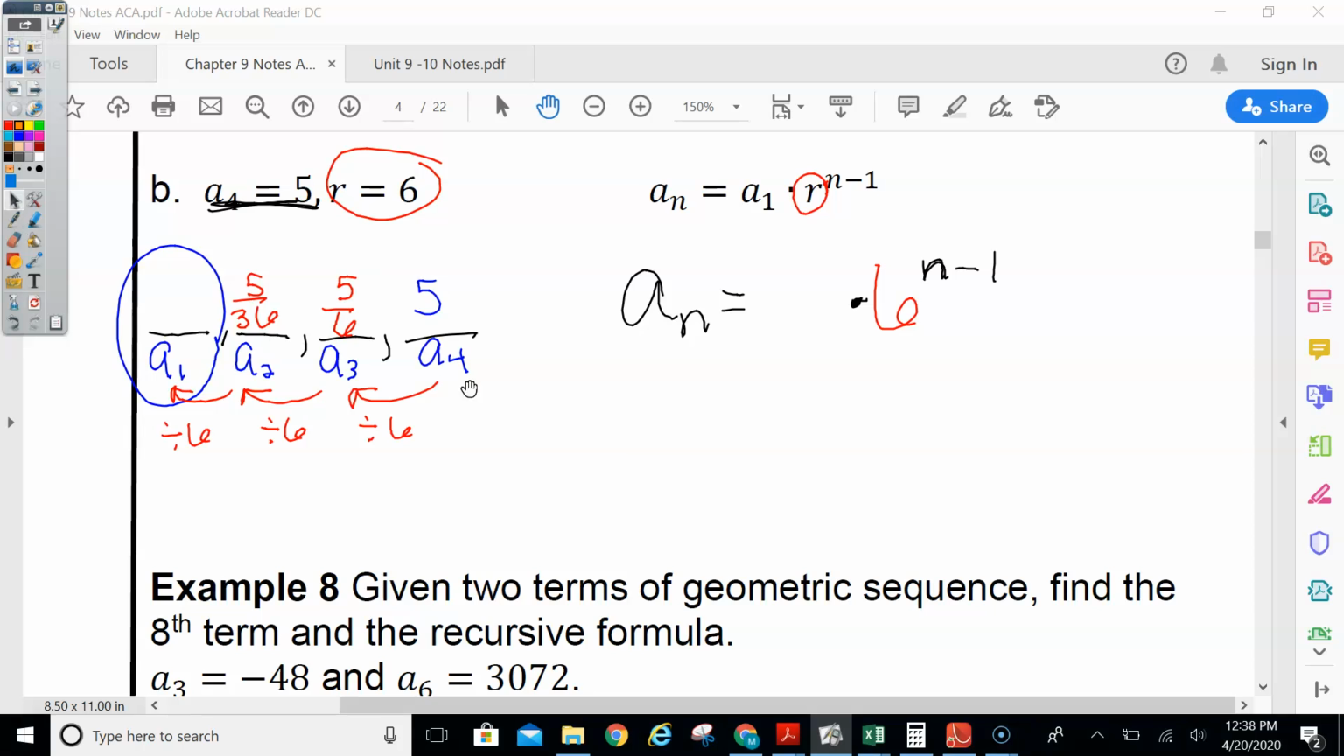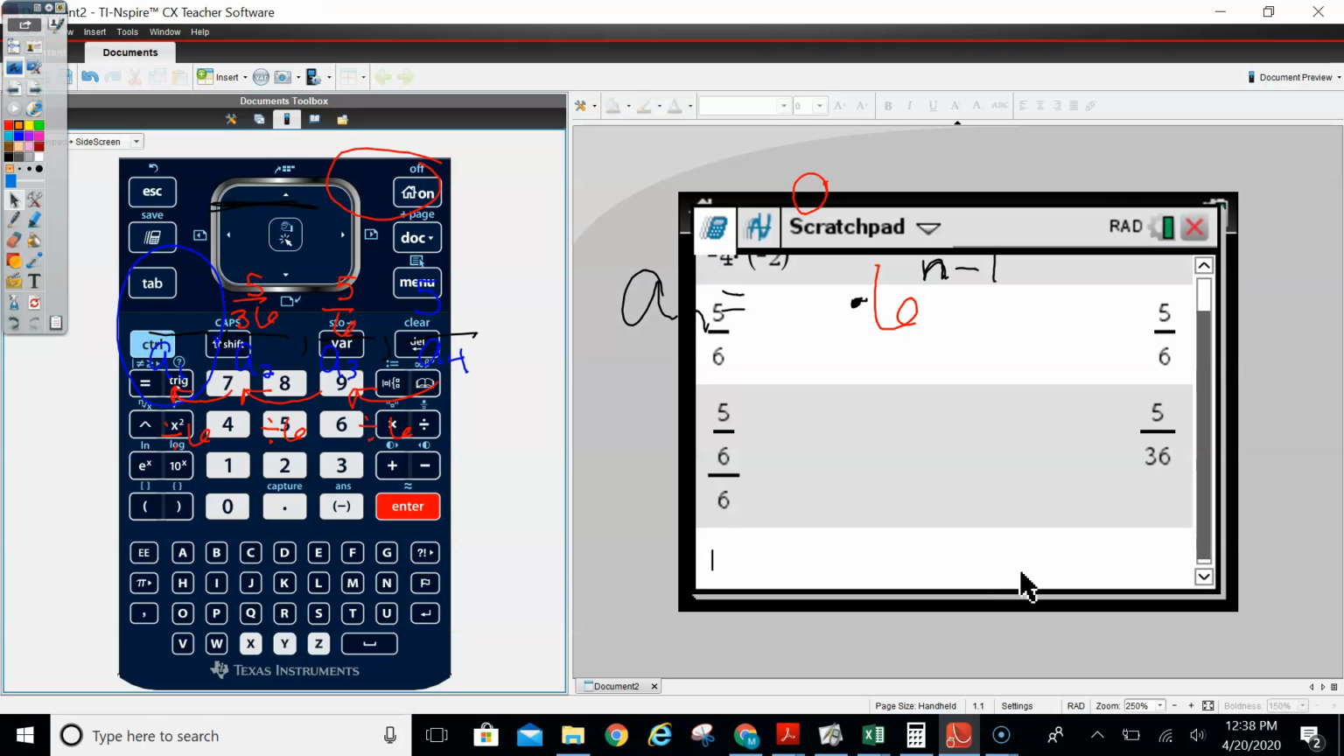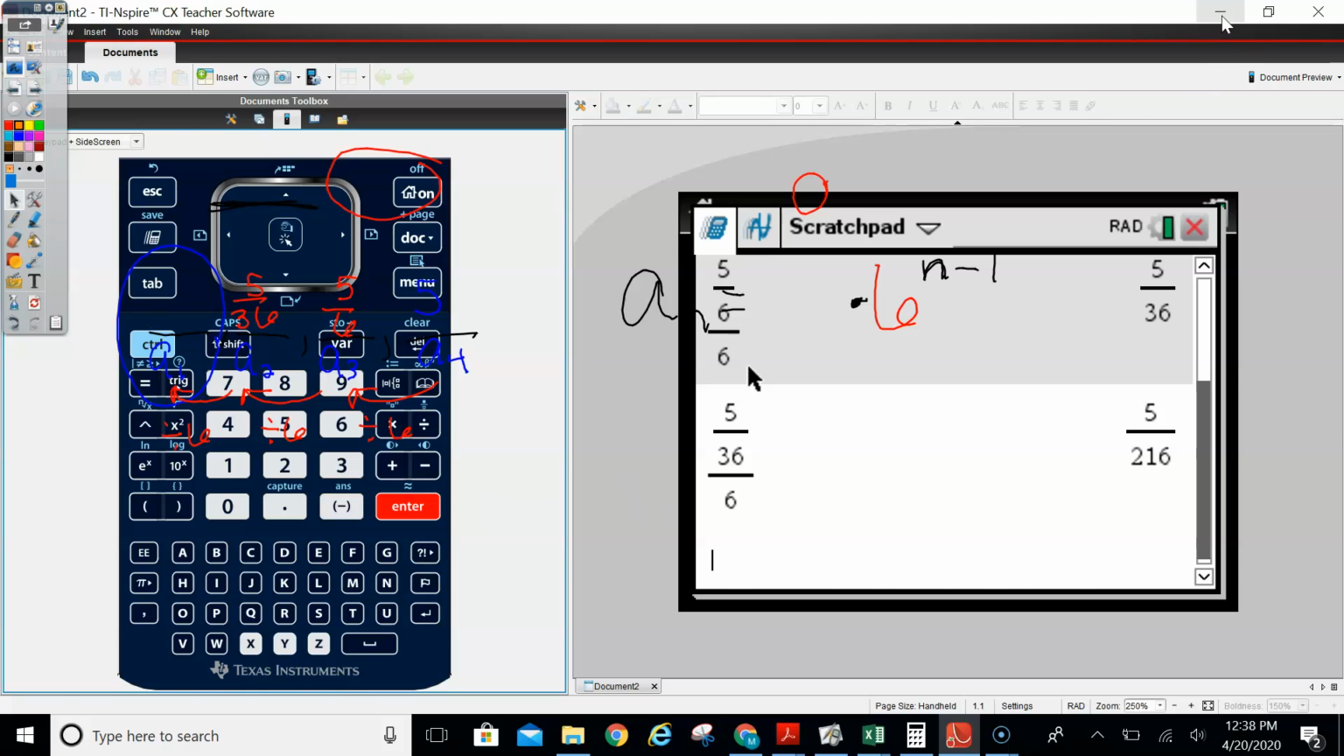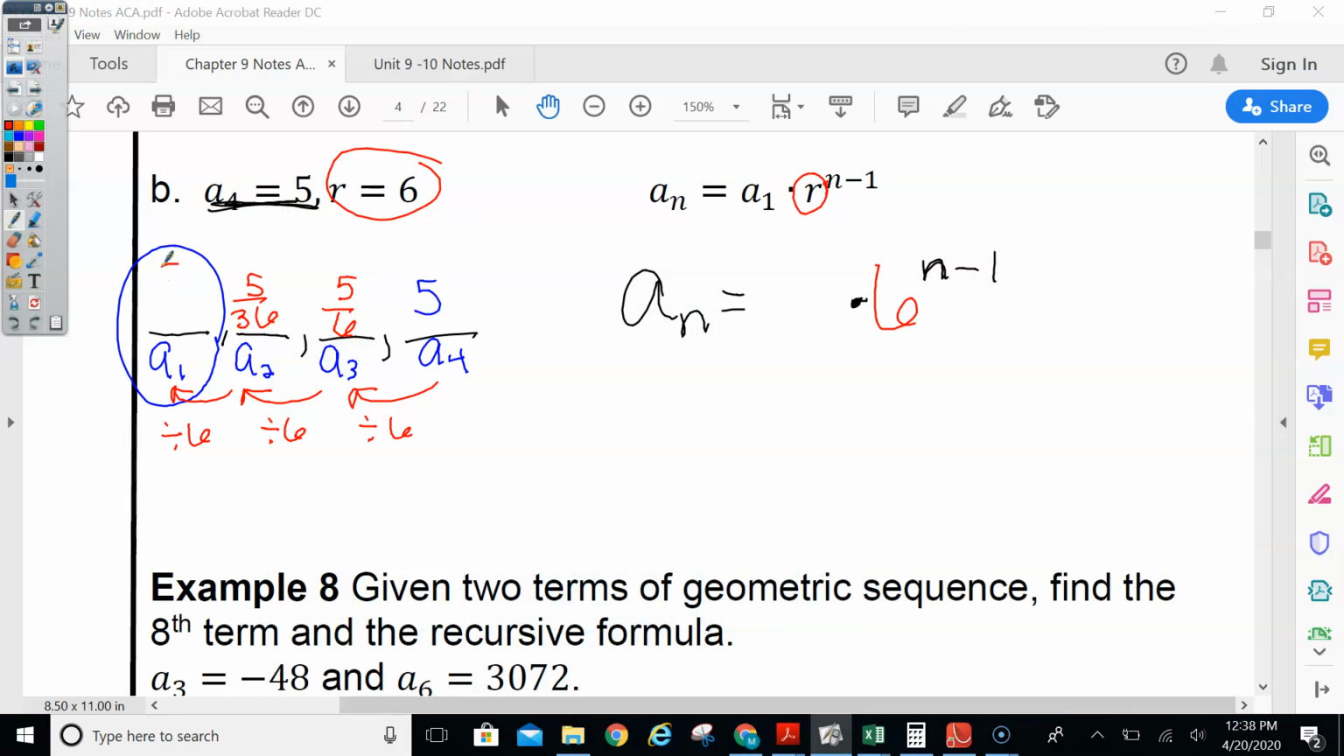And then one more time, divide it by 6, and I get 5/216. So 5/216 is what I'm going to put in for the A1. So right here, 5/216.